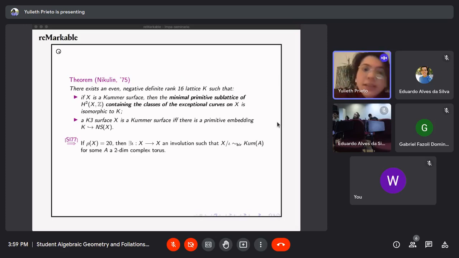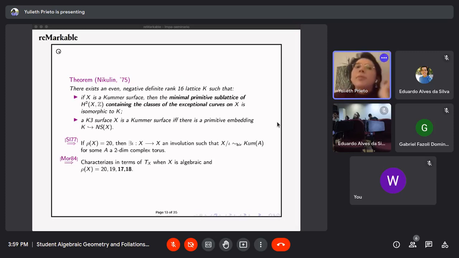Later, Morrison completed the answer for all algebraic K3 surfaces. Now the Picard number has to be greater or equal than 17, and he characterized when that happens in terms of the transcendental lattices. I don't present the characterization here, but I just mention that it exists, and it is very precise.